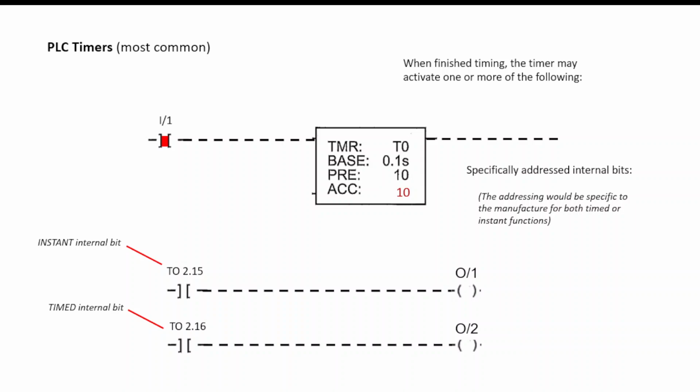Finally, other types of PLCs will have specifically addressed internal bits, and the addressing would be specific to the manufacturer for both the timed or the instant functions. So on some brands, they're going to just tell you, okay, for this timer, for the instant contacts, you're going to label it or address it 2.15. For the timed, we're going to address it 2.16. So it's just something specific to the manufacturer that you would find in the manual.